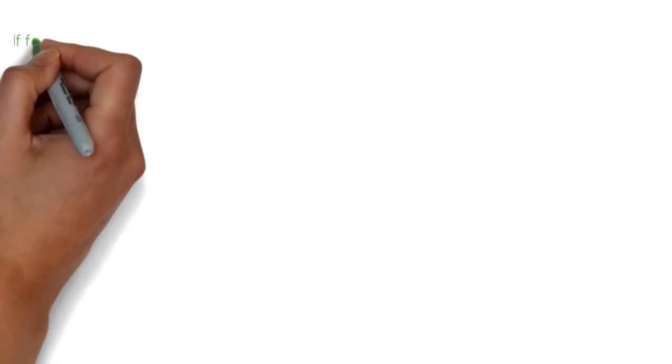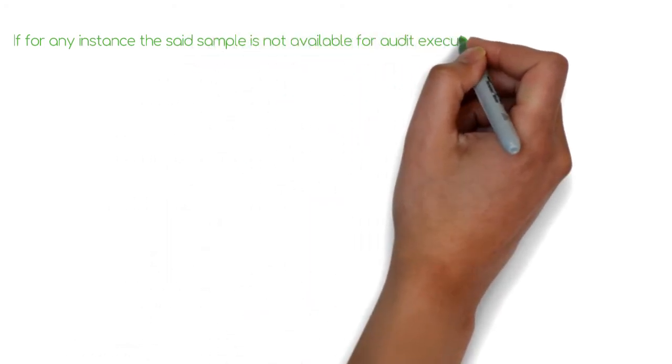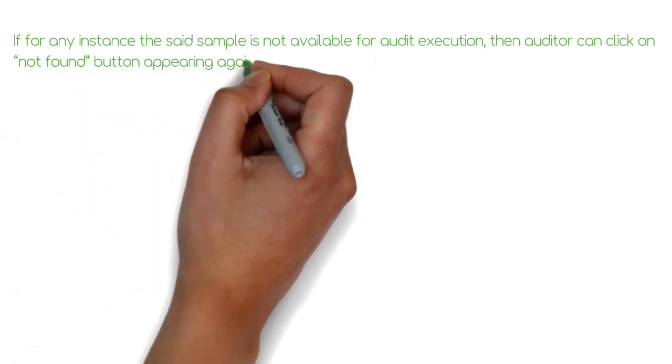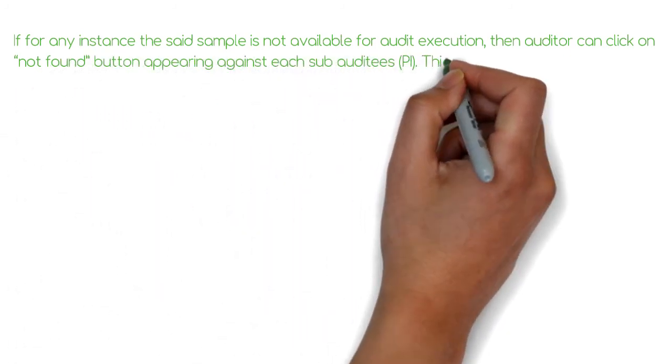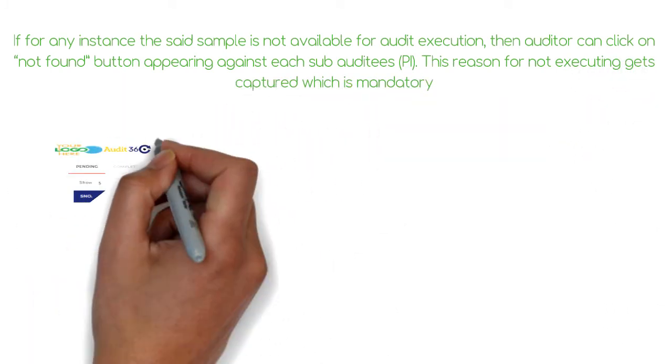If, for any instance, the said sample is not available for audit execution, then the auditor can click on the Not Found button, appearing against each sub-auditee's PI. The reason for not executing gets captured, which is mandatory.